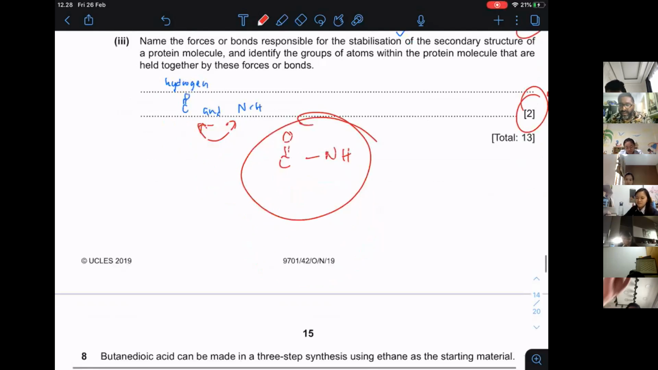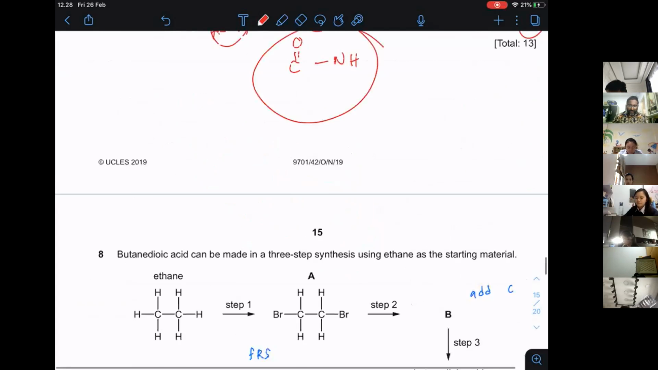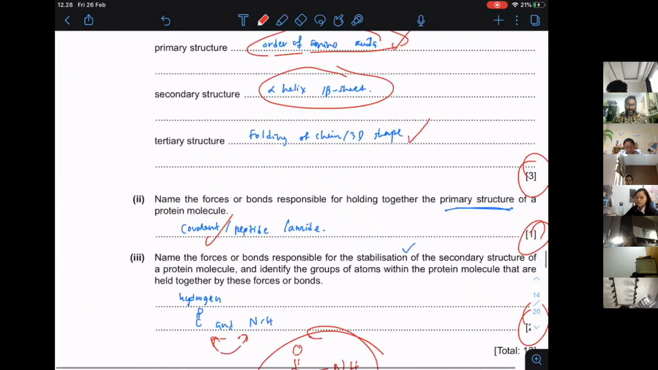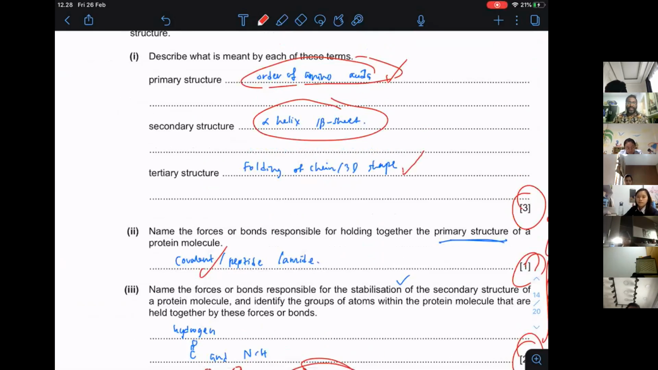Do we have to mention the bonds for the tertiary structure in the definition? No need, because they say define only. So define, it's a folding of chain to make a 3D shape. How they are being folded, how they are going to form the bond is not important. Even here, for alpha helix and beta pleated, you do not need to mention why it is going to be in helical form, why it's going to be in pleated form. No need to do that.